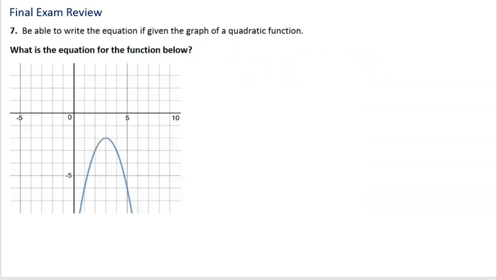Okay, what is the equation for the function below? Now we know it's a parabola, right? So the parent function, toolkit function, basic function, elementary function, all those words really mean the same thing, and they mean what's the basic graph. So this is a parabola. In other words, we are dealing with an x squared.